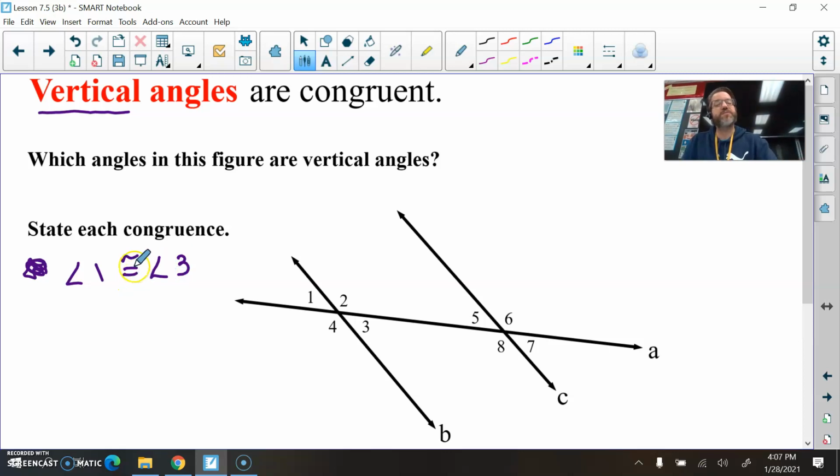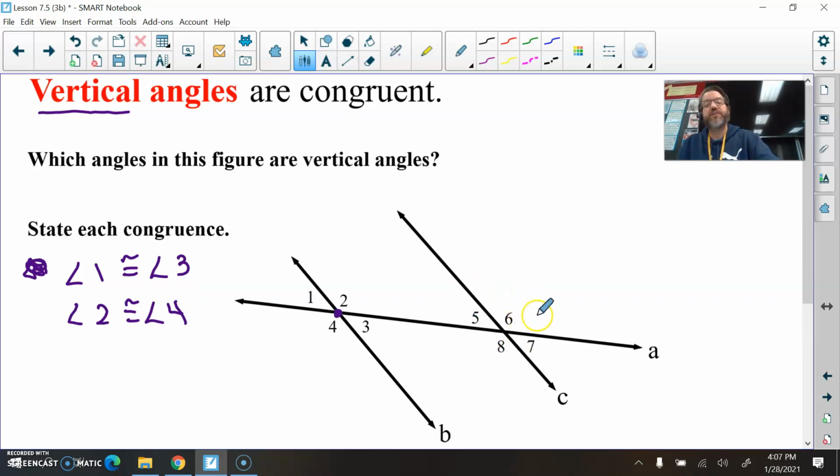Remember, the congruent symbol is an equal sign with a squiggle over the top of it, meaning they have the same measurement as each other. They share this vertex right here. They're mirror images of each other. They're congruent. Angle 2 and angle 4 are vertical angles also. So I know angle 2 is congruent to angle 4 because they are vertical angles.